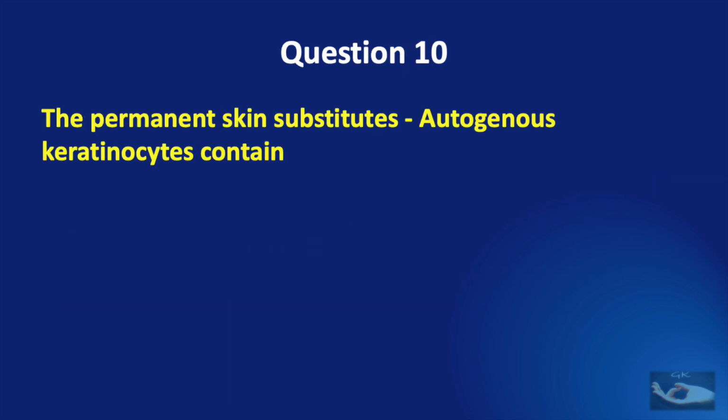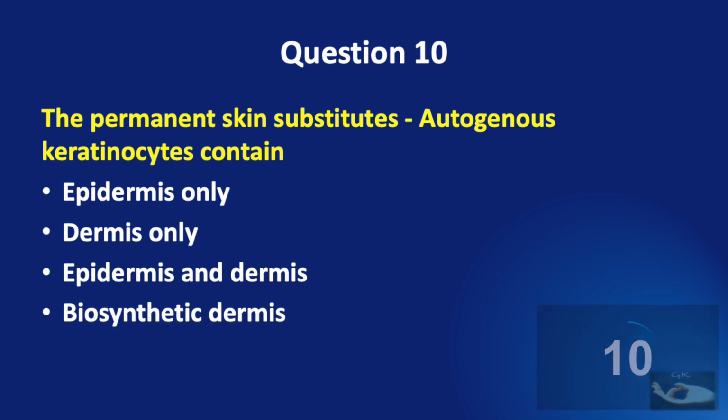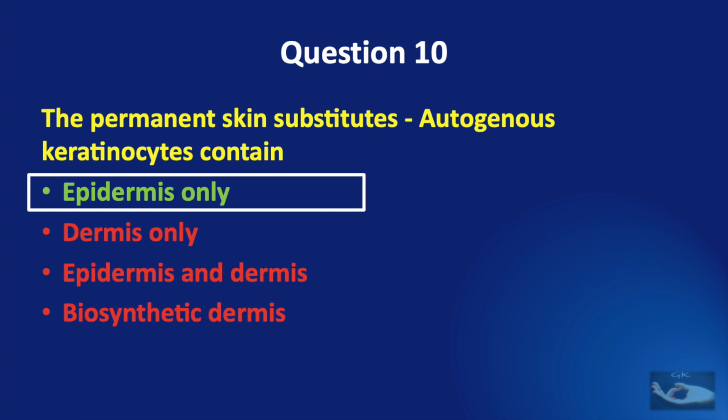Question number 10. The permanent skin substitutes, the autogenous keratinocytes contain epidermis only, epidermis and dermis, or biosynthetic dermis. The correct answer is autogenous keratinocytes contain epidermis only.